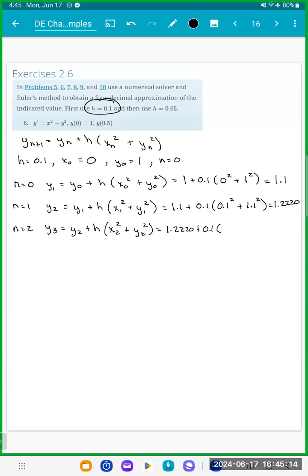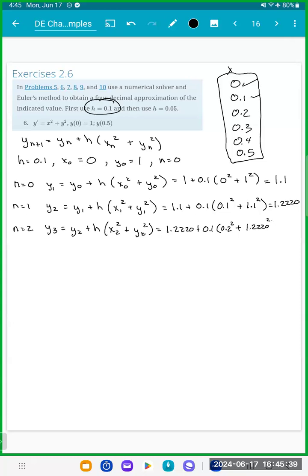Now I'm on my next iteration of x, right? So we went 0, 0.1, 0.2, 0.3, 0.4, 0.5. These are the 5 x calculations that we need to make. So we've done this one, we've done this one, and now we're on to the third one, which is 0.2 squared plus 1.2220 squared. Okay. And so that's going to give me a value of 1.3753.